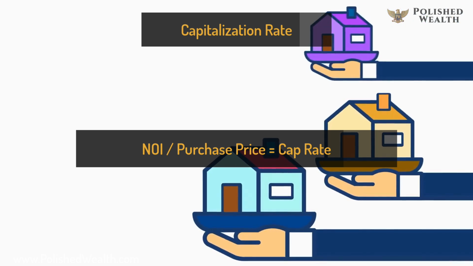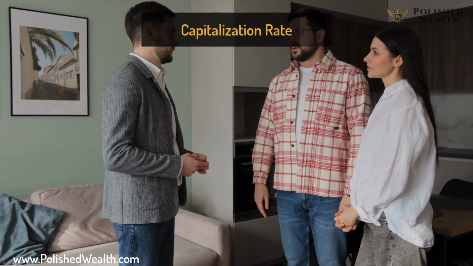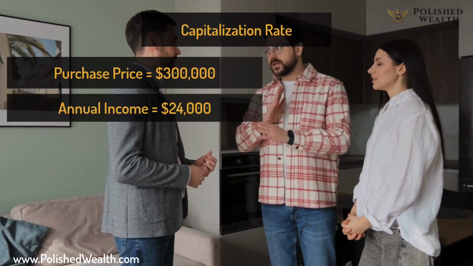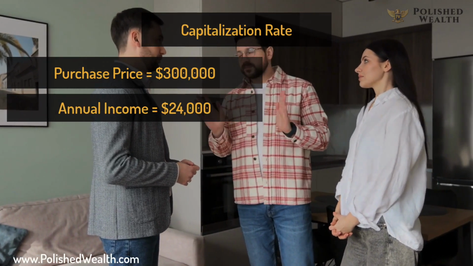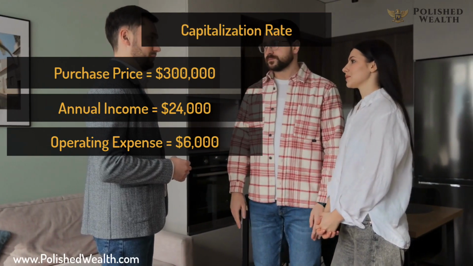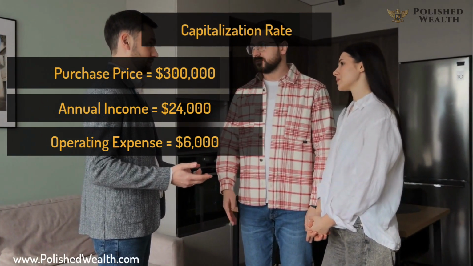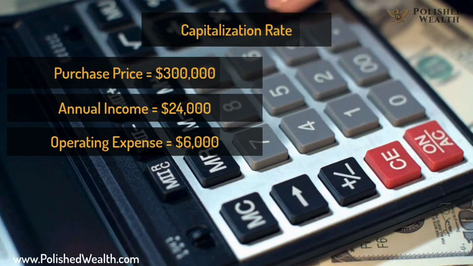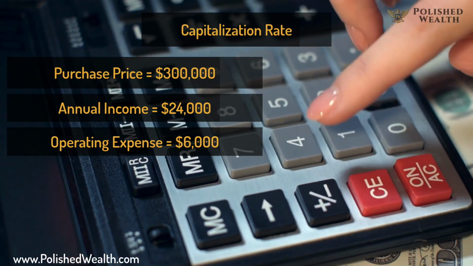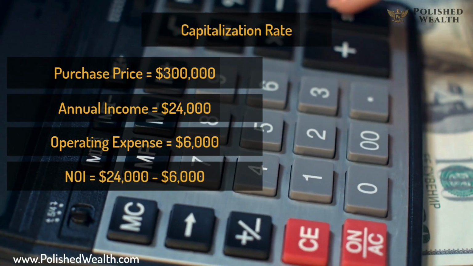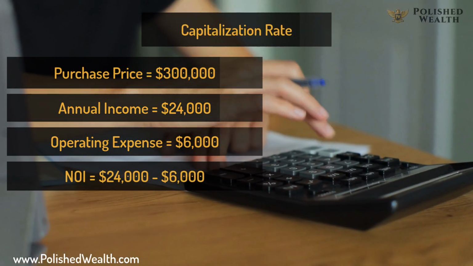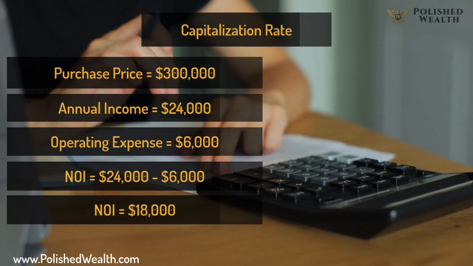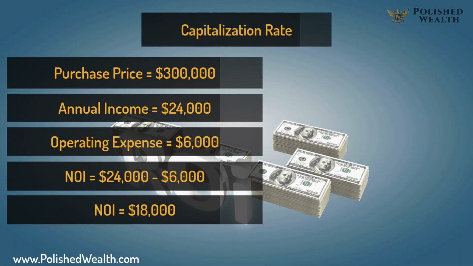Let's say that you're looking at a property with the following scenario. A purchase price or cost of $300,000, and it generates $24,000 in gross rental income and has $6,000 in annual operating expenses, excluding the mortgage. To calculate the net operating income, or NOI, as it's often referred to by the industry, you would first subtract the operating expenses from the annual gross income. We take the $24,000 minus $6,000 to get the net operating income of $18,000.